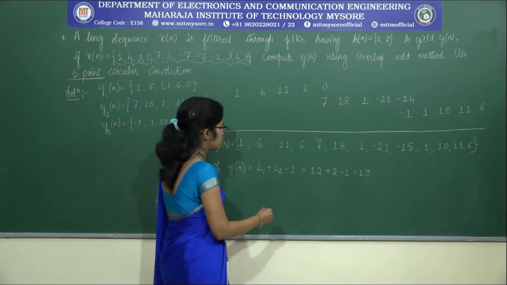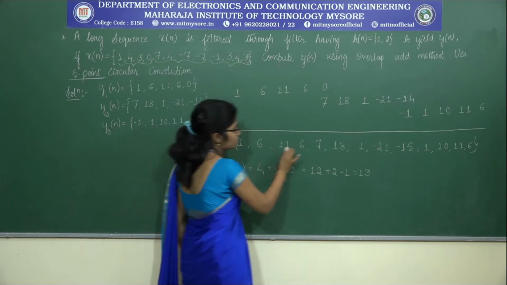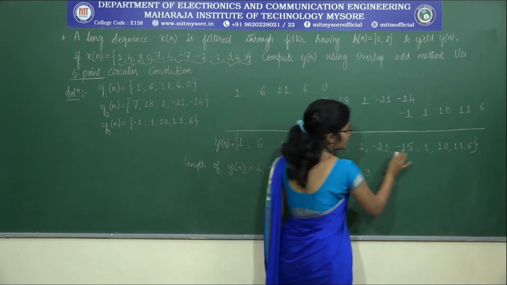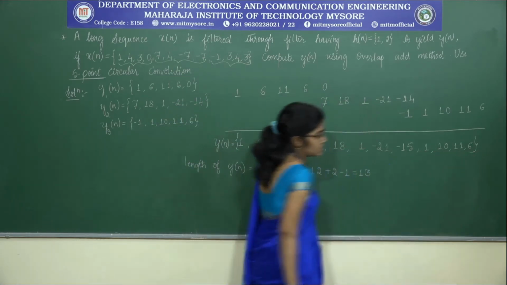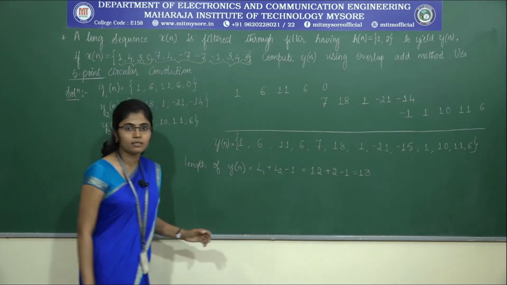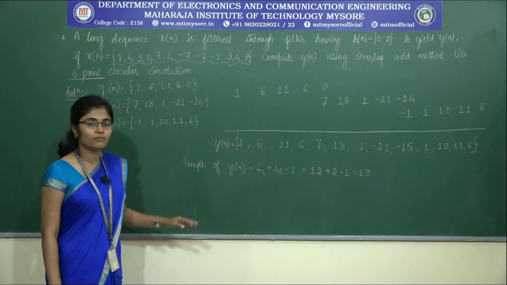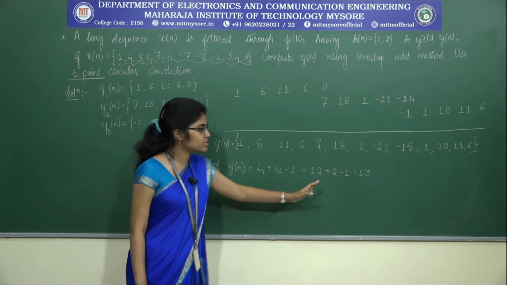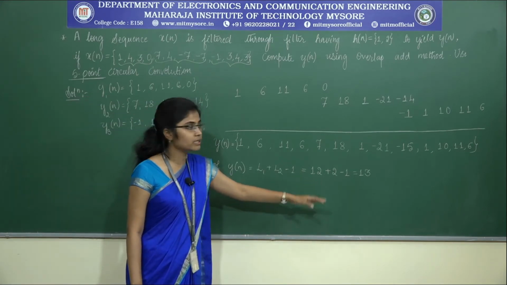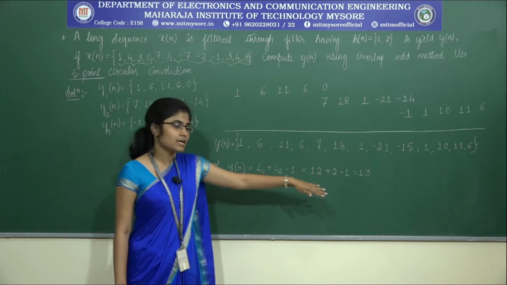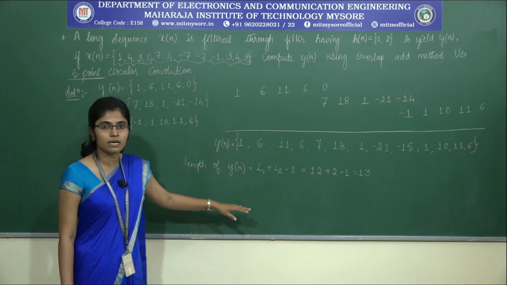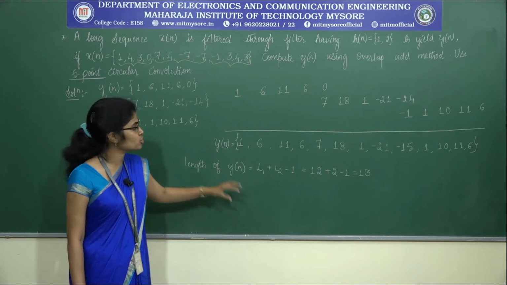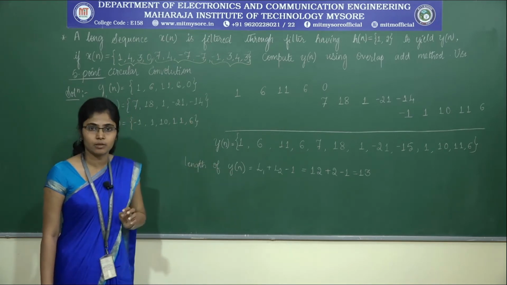which means it should contain 13 samples. So let us see whether it has 13 samples: 1, 2, 3, 4, 5, 6, 7, 8, 9, 10, 11, 12, 13. Yes, it is having exactly 13 samples. So like this you can verify the length of y of n. If it is exceeding 13, you can delete the remaining samples and rewrite only 13 samples. Those 13 samples constitute the output for the given input.